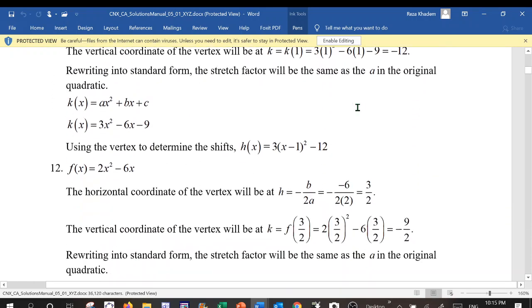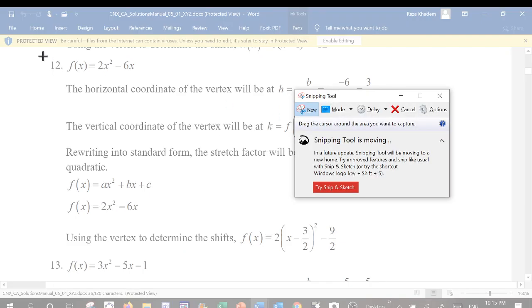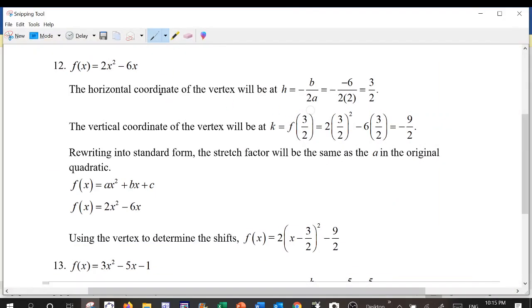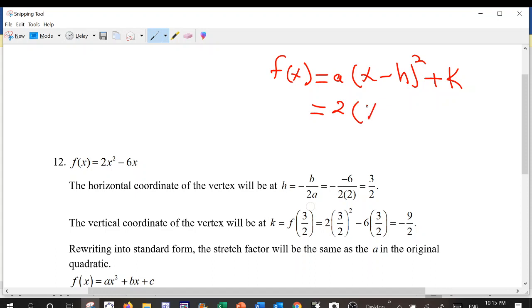Rewrite in a standard form. So let's do number 12. Number 12, okay? So we want to rewrite it in standard form again. It's the same kind of stuff, right? So let's write it here. f of x equals a(x minus h) squared plus k. What's a? A is 2. So that's 2(x minus h), and then plus k.